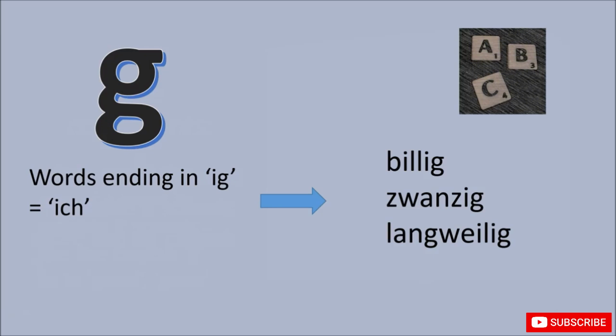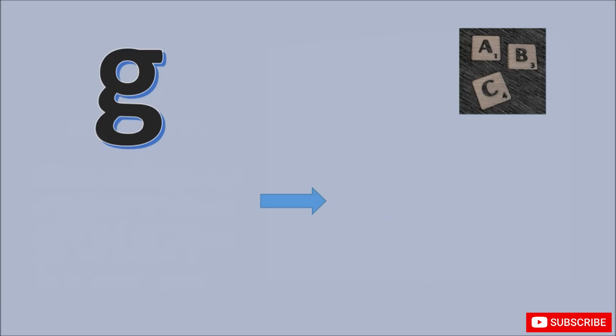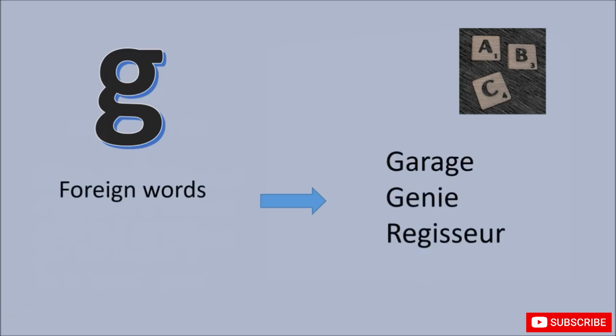If, however, you're adding something to it, something is cheaper, then, just like the rule before, it's billiger. Der zwanziger. Langweiliger. So it's gone back to the g sound. Of course, foreign words stick to the foreign pronunciation. Garage, Genie, Regisseur. So it's a bit like the ginger word in English.